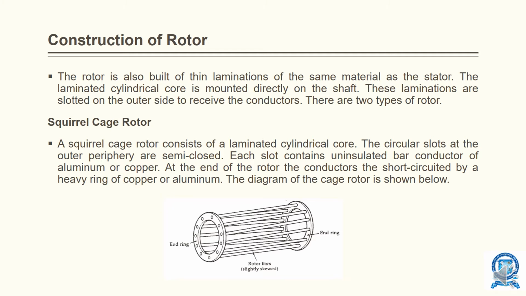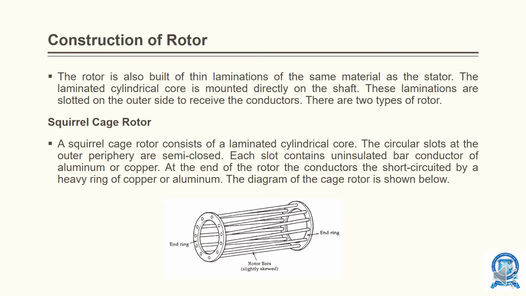First, let us discuss about the squirrel cage rotor. A squirrel cage rotor consists of laminated cylindrical core. The circular slots at the outer periphery are semi-closed. Each slot consists of uninsulated bar conductors of aluminum or copper. At the end of rotor, the conductors are short-circuited by heavy ring of copper or aluminum. So here you can see the squirrel cage. The name squirrel cage is because it resembles a cage of squirrel.